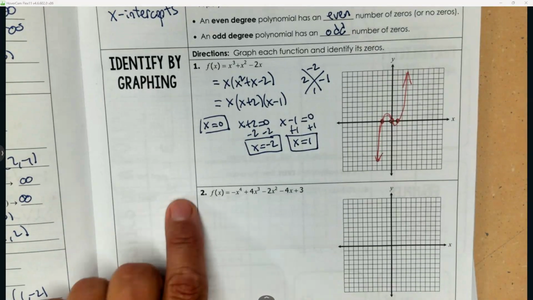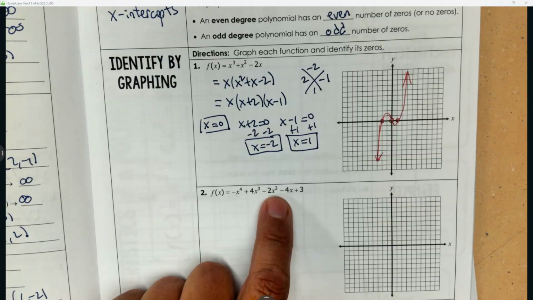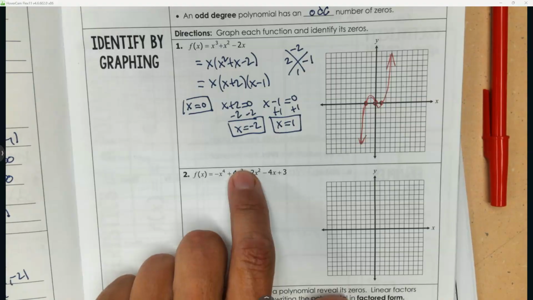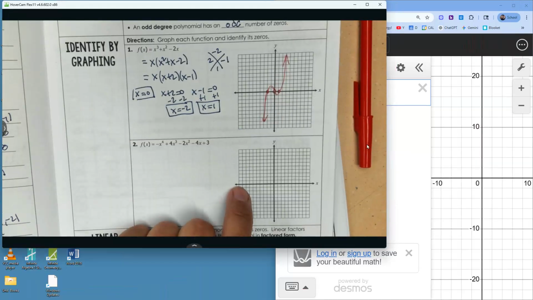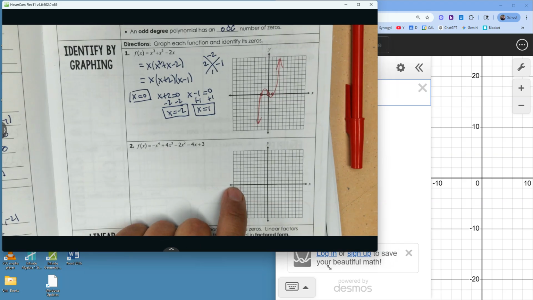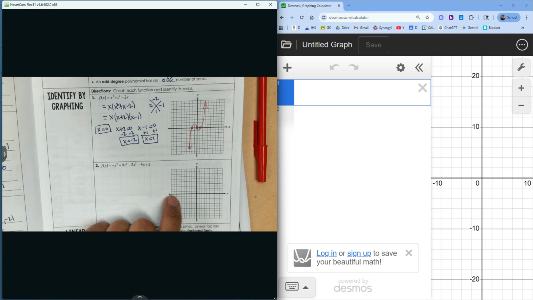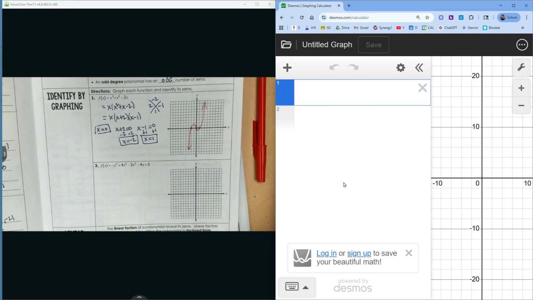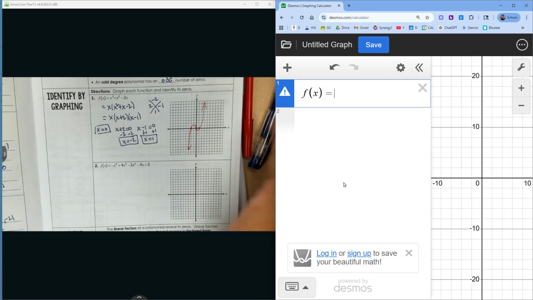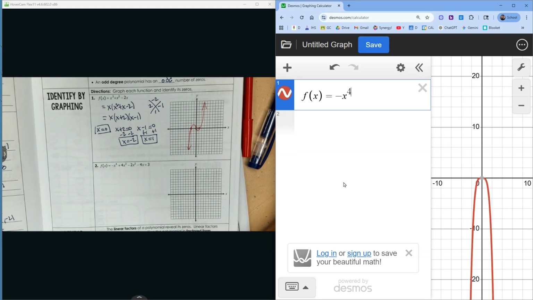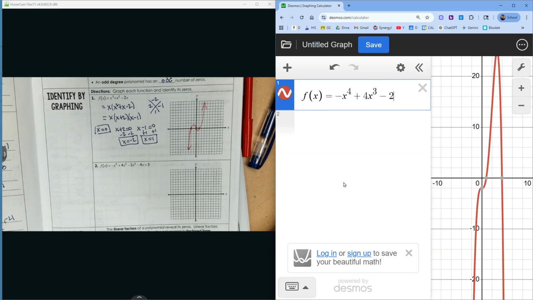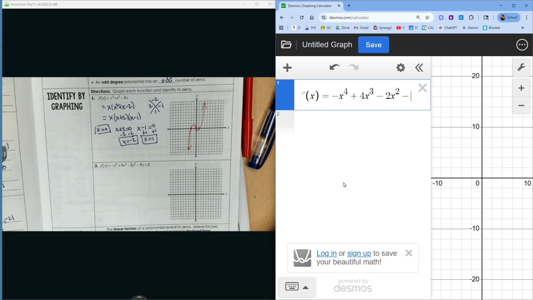Now, for number 2, the only way to find these x-intercepts right now is to actually graph and look off the graph. I can't factor 5 terms the way it looks. So I'm going to minimize this. And you can see behind here I have Desmos. So here are my 2 windows. I'm going to type in, it's a long equation, but I'm going to do it. So -x to the 4th plus 4x cubed, subtract 2x squared, subtract 4x plus 3.